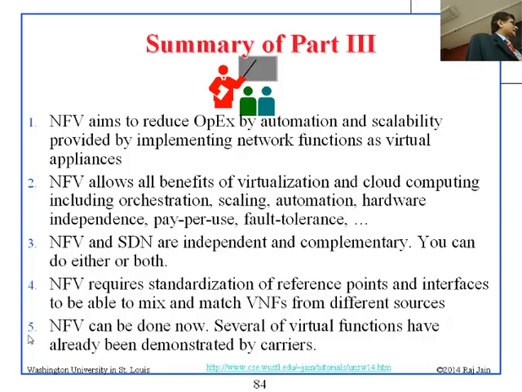NFV and SDN are independent and complementary. We noticed that SDN is required for the networking part, and NFV requires a standardization of reference points, which is not done yet. Interfaces need to be able to mix and match VNFs from different sources. Once that is done, then NFV can be done. Right now, I think we will probably have proprietary interfaces, so if you buy these virtual machines from one vendor, they will all work together. Someday they will work from different vendors as well.